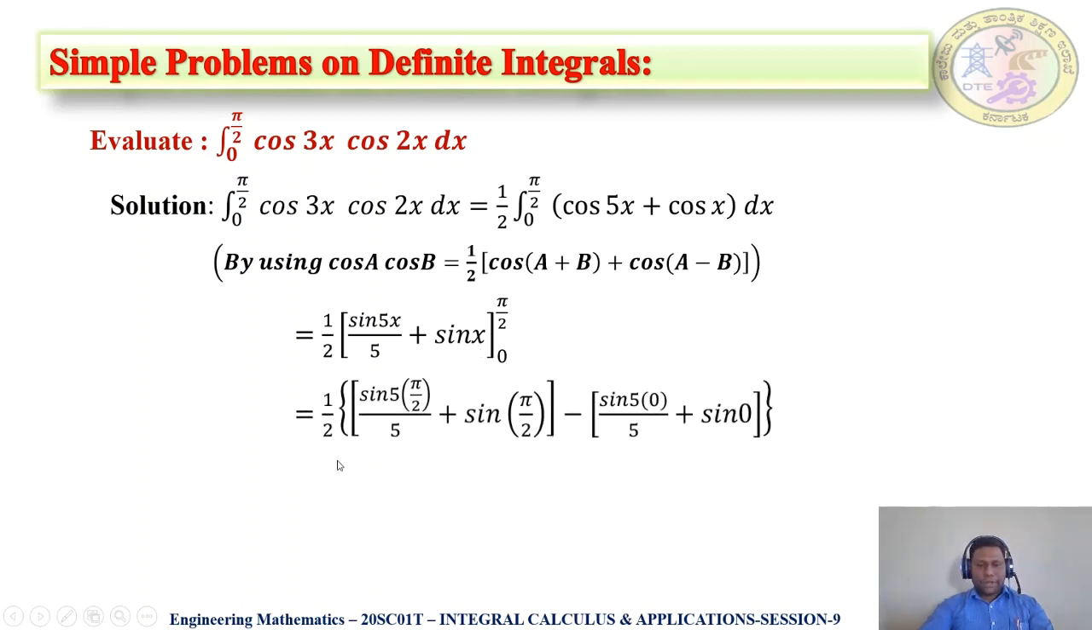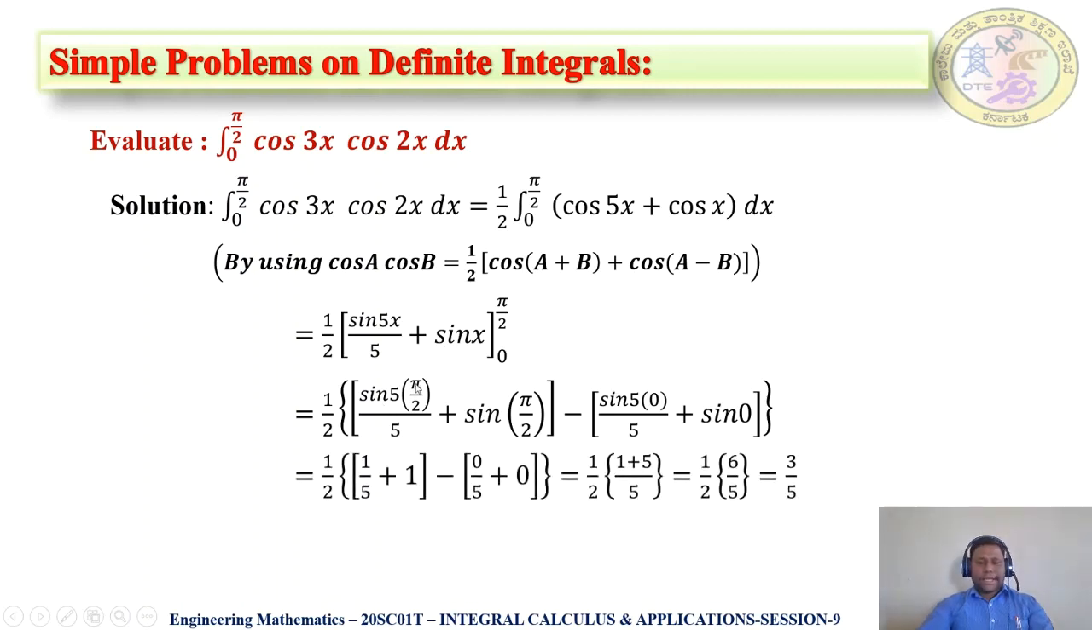So we keep 1 by 2 outside. Apply the upper limit first and then the lower limit: sin 5 into pi by 2 by 5 plus sin pi by 2. We have put here x equal to pi by 2. Minus, put x equal to 0 here: sin 5 into 0 by 5 plus sin 0.